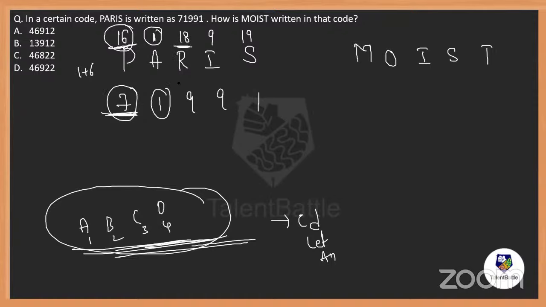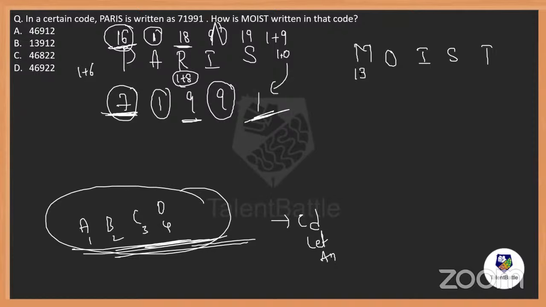R is actually 18. So 1 plus 8 is 9. So they again added. If it's a 2-digit number, they added it. If it's a single digit number, they just wrote it like that. 9 is also a single digit number, so they just wrote it. And 1 plus 9 is 10 actually. Again, they added 1 and 0. So they just added until a single digit comes. So that's 1.